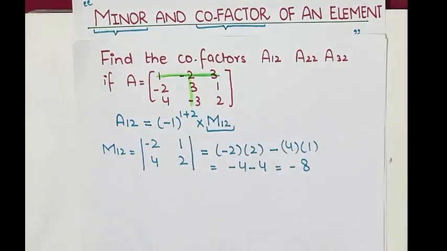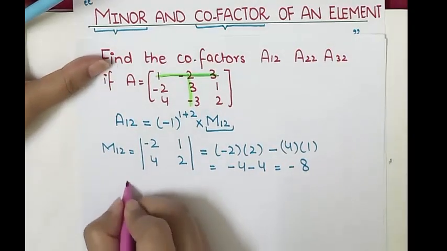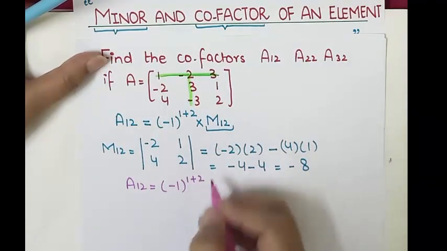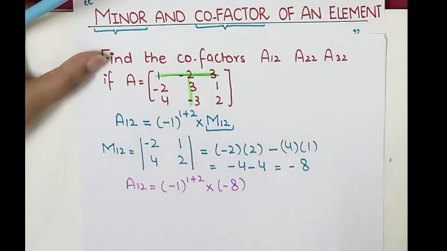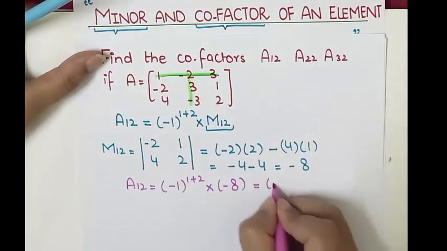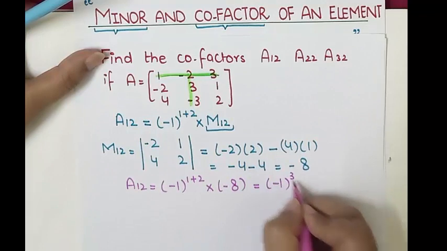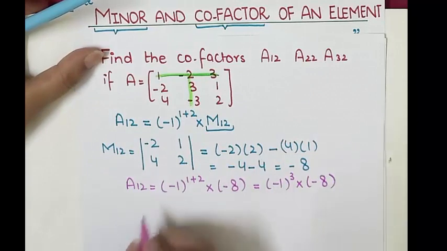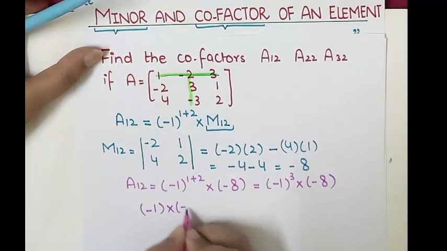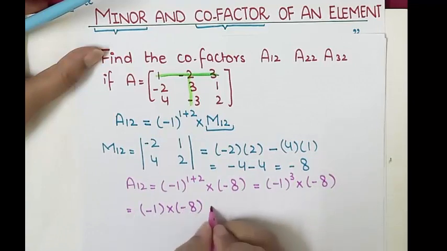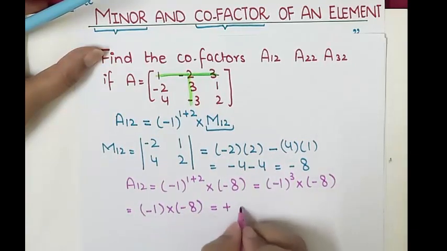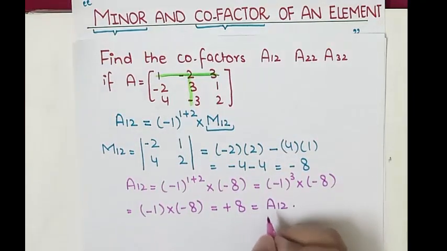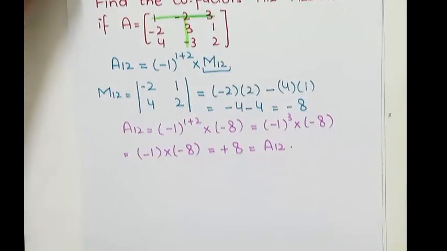Now putting this value in the formula. A12 is equal to (-1)^(1+2) into -8, which is equal to (-1)^3, since 1 plus 2 is 3, multiplied with -8. (-1) cubed is -1 multiplied with -8. Minus minus is plus, and 1 times 8 is 8. So this is the value of A12.